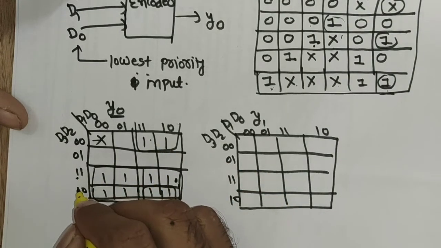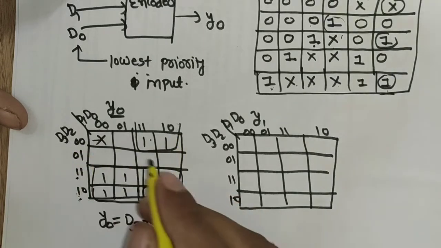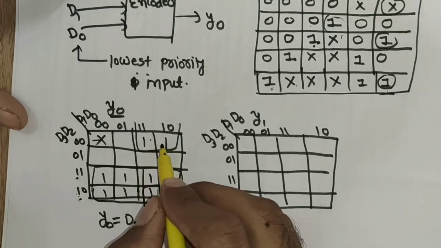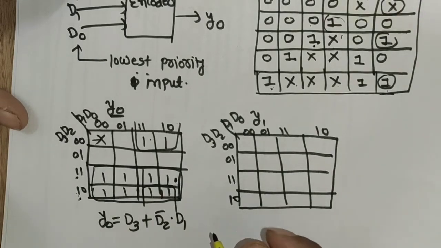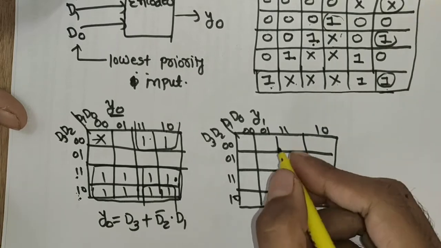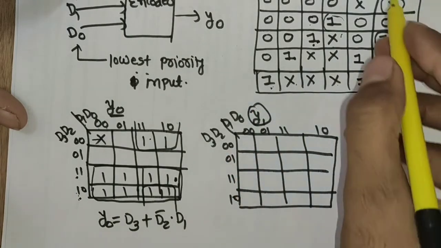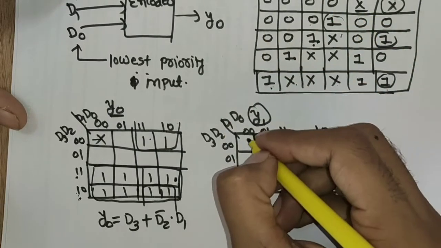The value of D3 for this one is 1, and 0, that will be a difference. D2 is 0, so D2 bar into D1, here is always 1, and D0 will be a difference. Now for this equation, it is y1, right? So now for y1, here we are getting the don't care condition, all the inputs are 0.